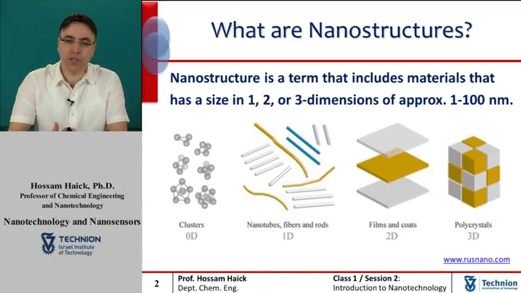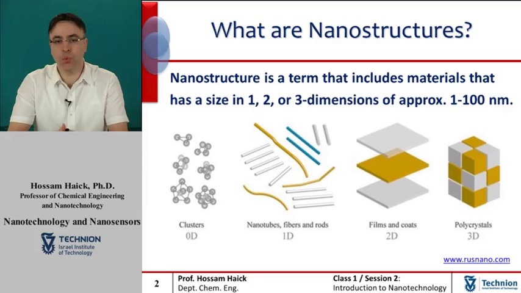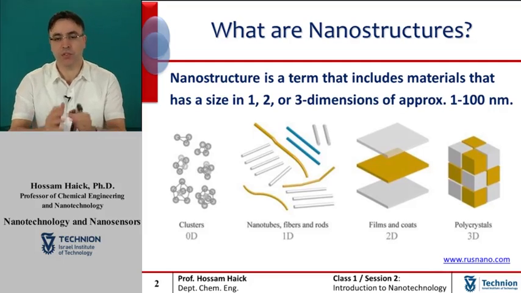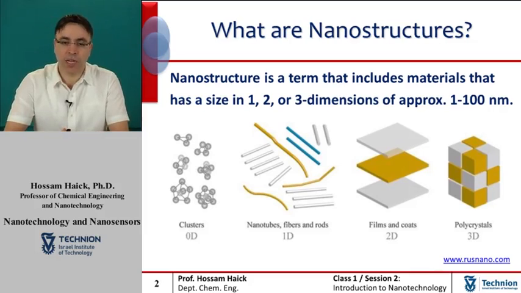A nanostructure is an object that has at least one dimension in the range of 1 to 100 nanometers. In describing nanostructures, it is necessary to differentiate between the number of dimensions on the nanoscale. Nanoclusters are structures that are 1 to 100 nanometers in each spatial dimension. These structures are categorized as zero-dimensional nanostructures.